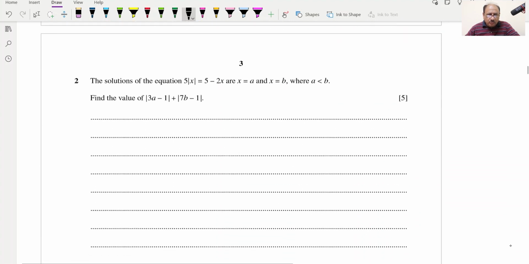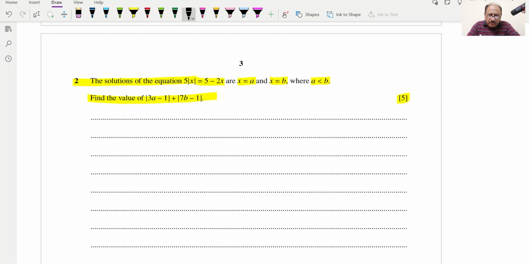Now question number 2. Question number 2 says the solutions of the equation, this one, are x is equal to a and x is equal to b. a is less than b. Find the value of this one, and this is a 5 mark question.